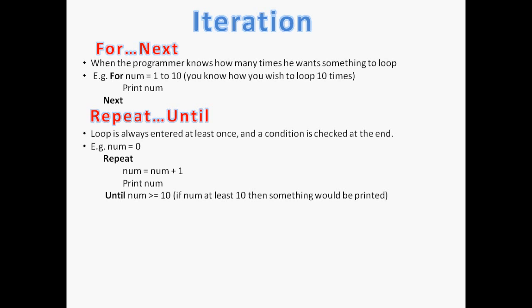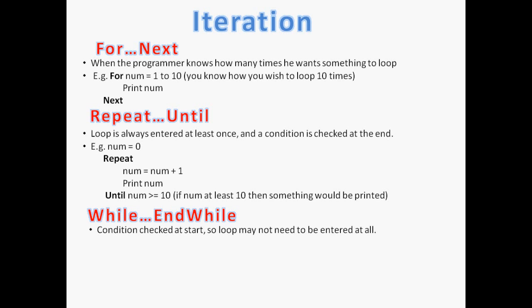Unlike a for next statement, where the number is incremented on next, to do the same thing with a repeat until, there must be a statement, num equals num plus 1, to increment the number. In reality, a repeat until loop wouldn't be used for the example shown, because a for next loop would be easier. A while end while loop is similar to a repeat until loop, except that the condition is checked at the start of the loop, instead of at the end.